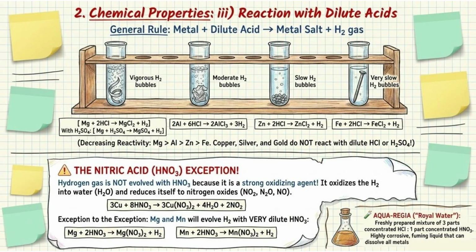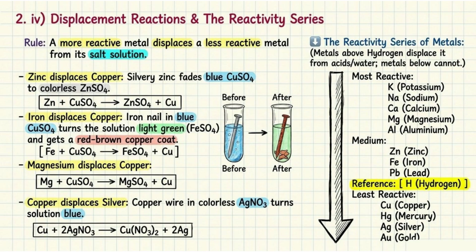So we see metals react with oxygen, water, and acids. What happens when they face off against each other? Oh, displacement reactions. The rule here is really simple. A stronger, more reactive metal will kick out a weaker, less reactive metal from its salt solution. We can see this perfectly in visual experiments.